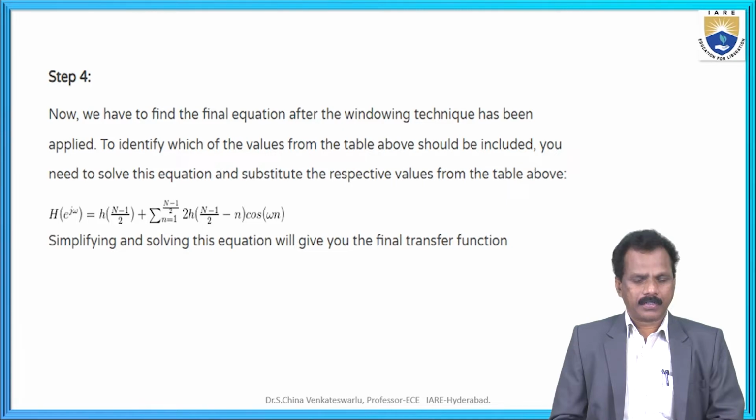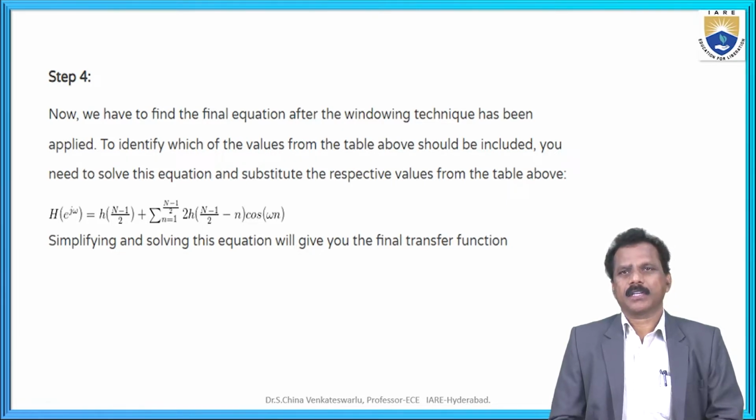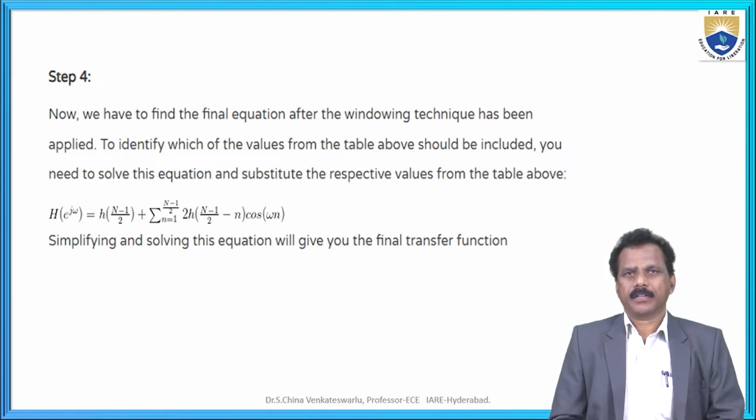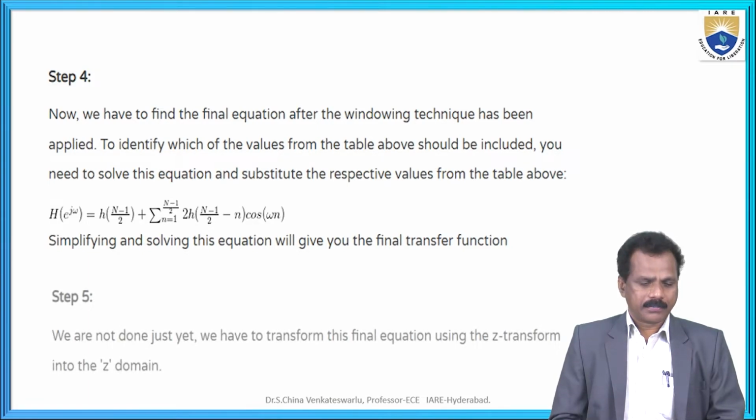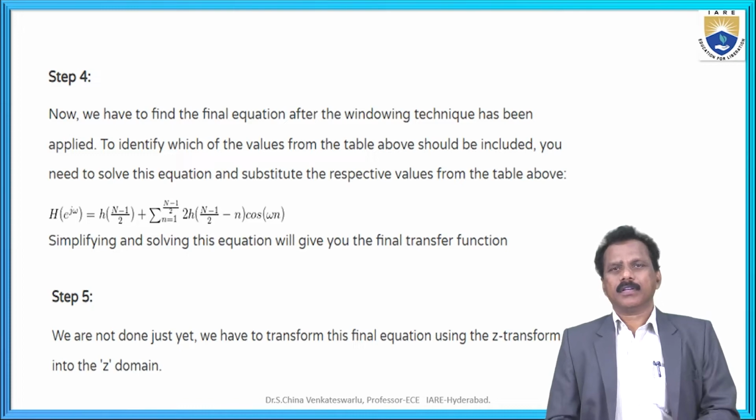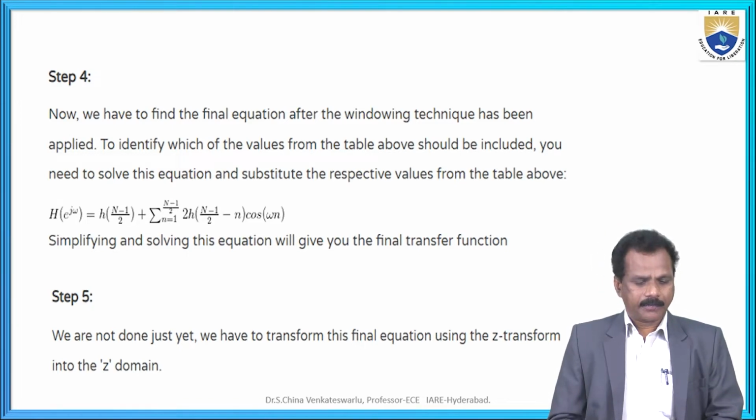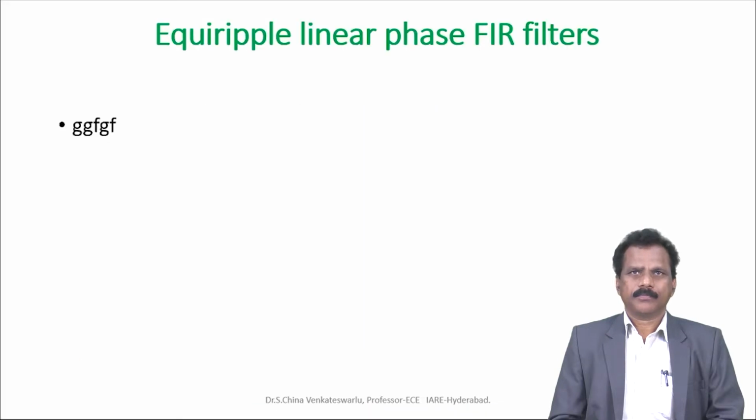Simplifying and solving this equation will give you the final transfer function. After finishing step number 4, we will expect our final transfer function. After that we go for step number 5. We are not done just yet. We have to transform this final equation using the Z transform into the Z domain. Like this, you should follow these 5 steps.